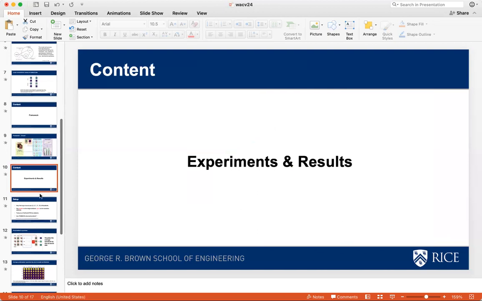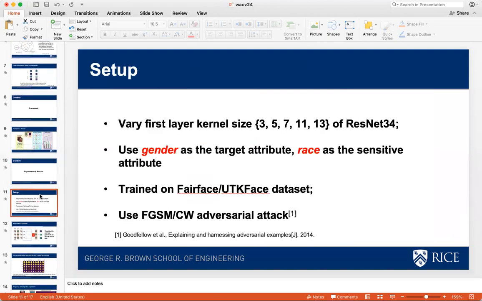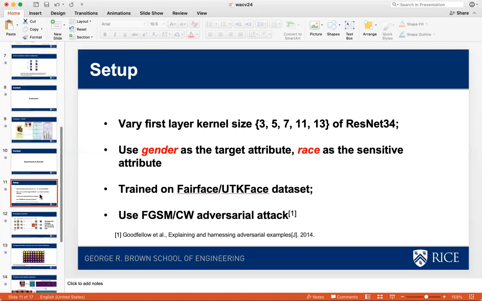And now I will talk about the experiments and the results. We vary the first layer kernel size from 3 to 5, 7, 11, and 13 over ResNet 34. We also test our framework on ResNet 50 and ResNet 101. We also varied all the convolutional kernel sizes, and we got similar results. We use gender as the target attribute, meaning we're doing a gender classification, and then we use race as a sensitive attribute. We train all the models on the FairFace and UTKFace datasets, and we use FGSM and CW adversarial attacks introduced in the second step.